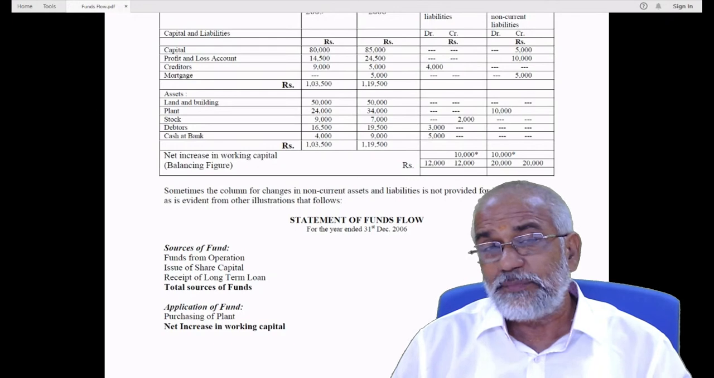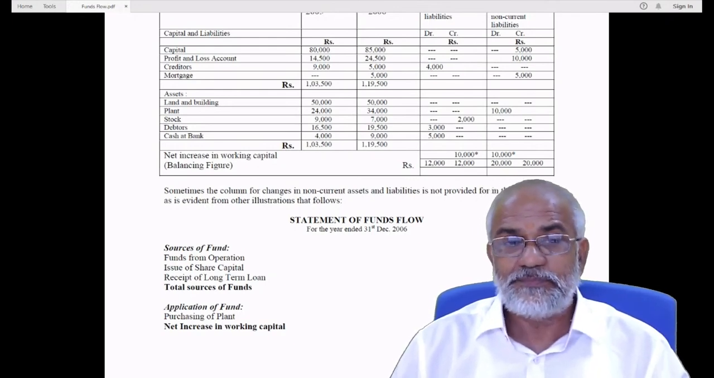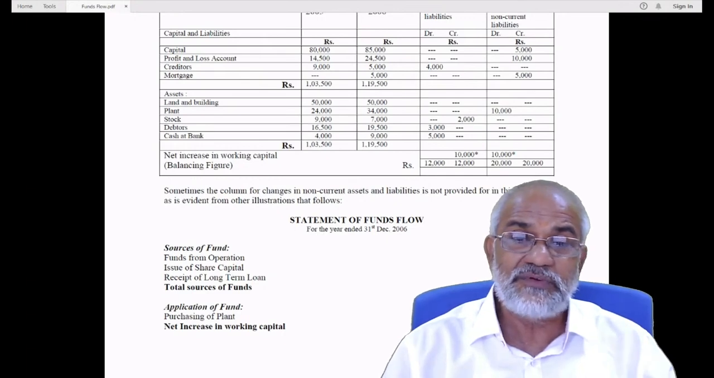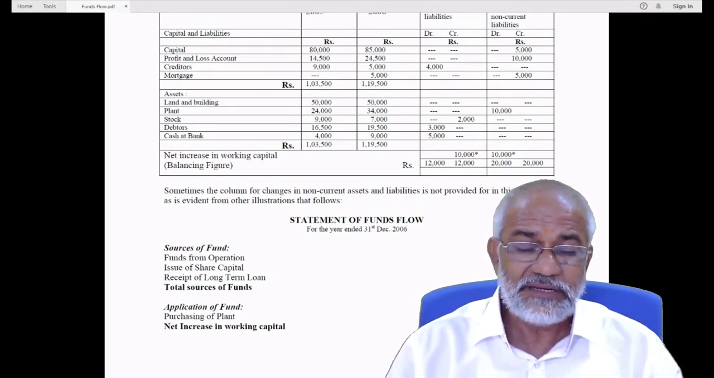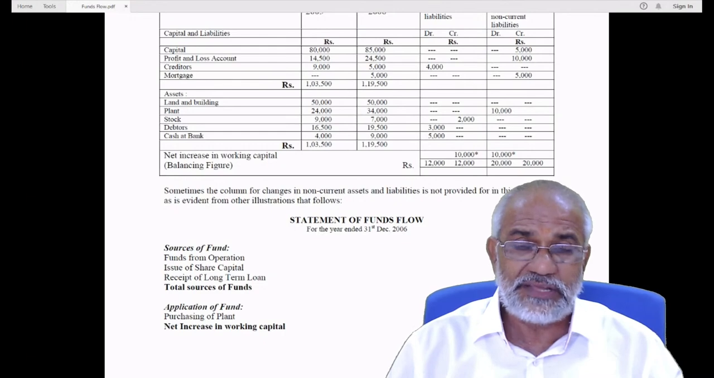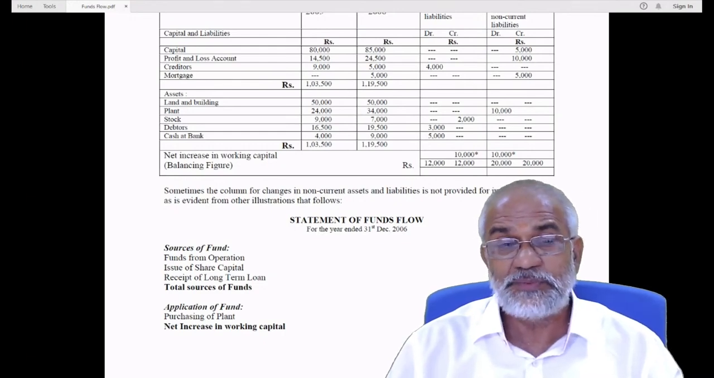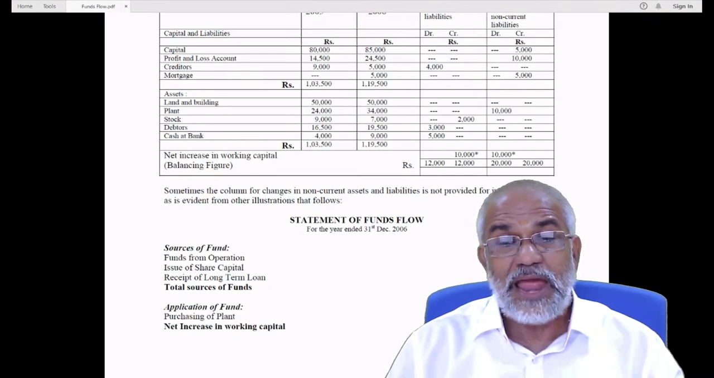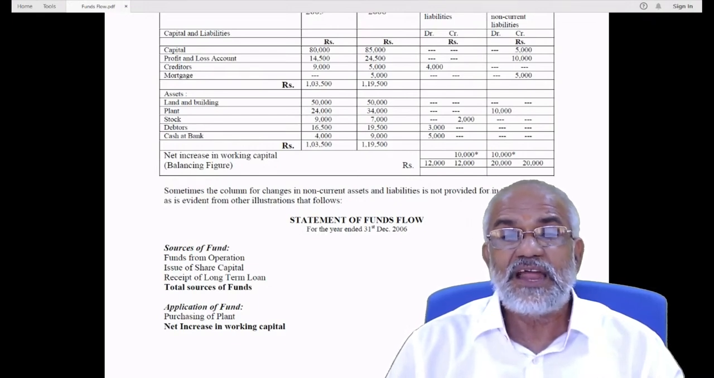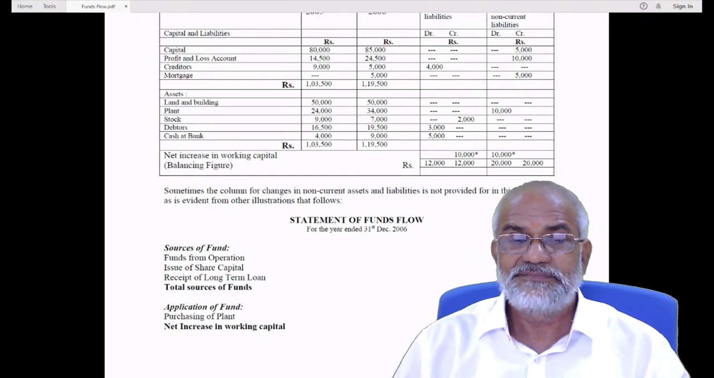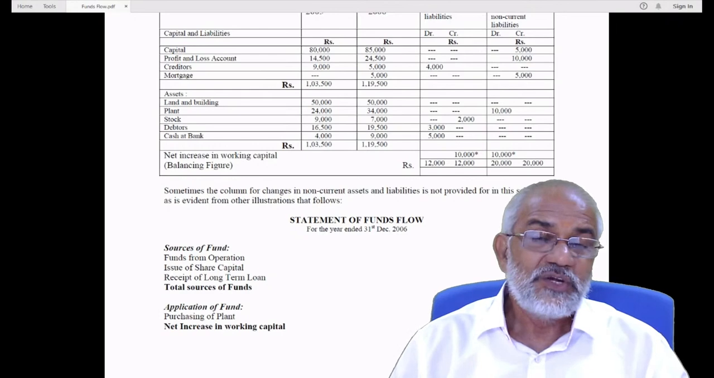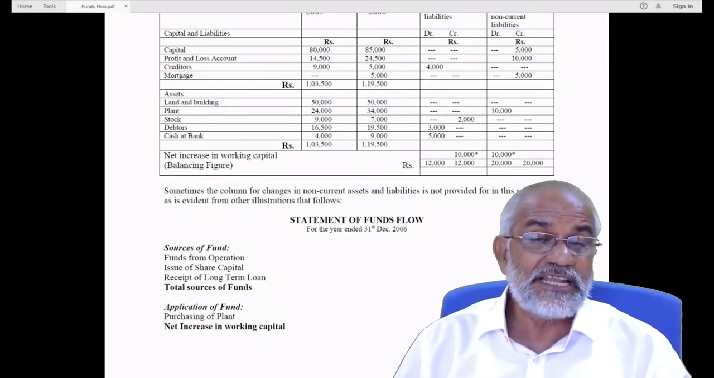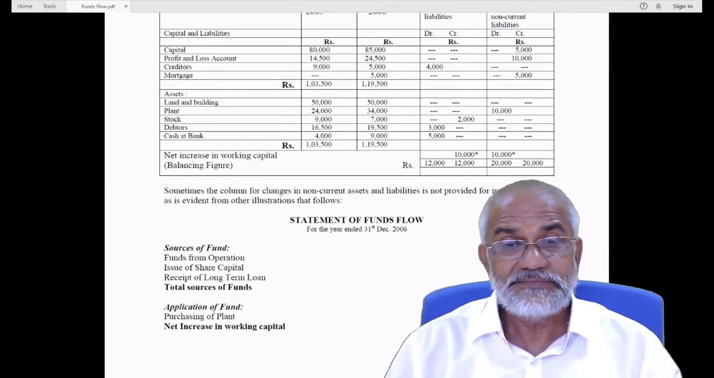But had there been any depreciation to the plant and machinery, are the plants subject to depreciation or not? Depreciation means the gradual decrease in the value of fixed assets due to wear and tear. So when the plants are put to use in the organization, then obviously it is subject to depreciation. So if the additional information is given that the plant is subject to depreciation at the rate of 10% during the year 2006, that means 2,400 rupees depreciation has been written off from plant and machinery.